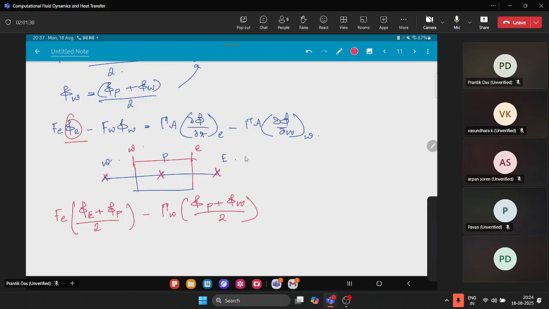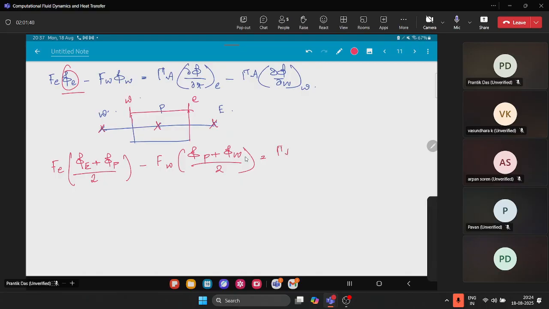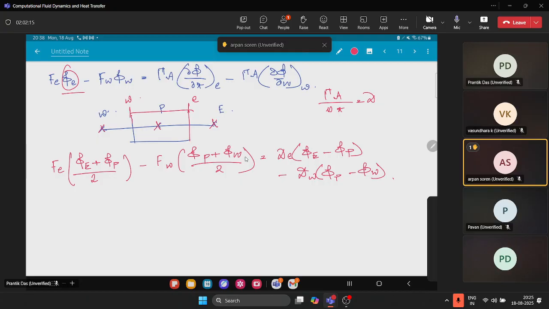Okay. Sorry, this one will be Fw. So another thing we can write: if I am considering gamma a by delta x to be equal to D, then this will be equal to De times phi E minus phi P, minus of Dw times phi P minus phi W. Okay, so is it clear to all of you? Yes, sir.